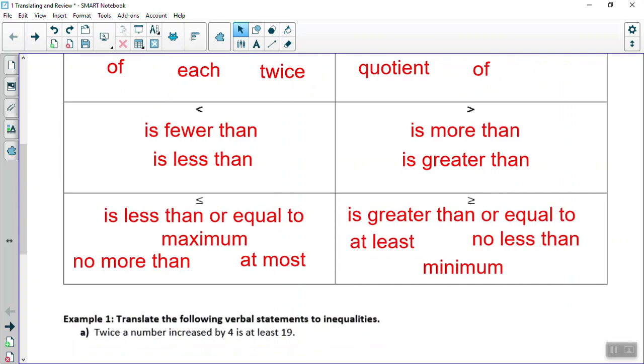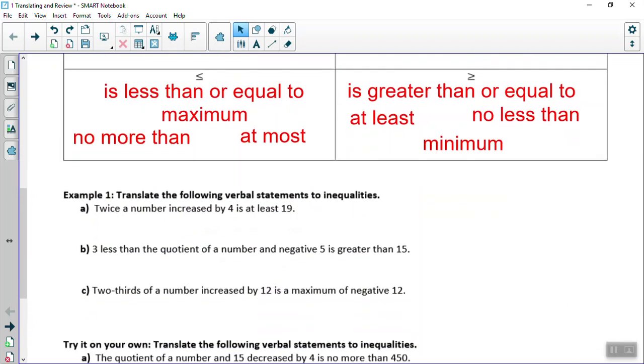So now we're going to come down and we're going to actually translate some statements. Okay, that's all we're going to do here is translate. So when we're doing these translations, we want to look for keywords. Whenever we see a number, that means we need to use a variable. Twice a number means we're going to multiply by 2. If I increase something by 4, we're going to add 4, and then is at least. Okay? There's that at least right there. Alright, so twice a number means we're multiplying a number by 2. Increased by 4, we're going to add 4, and then is greater than or equal to 19.